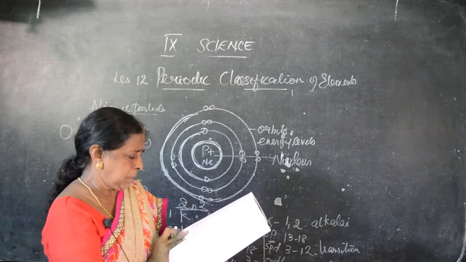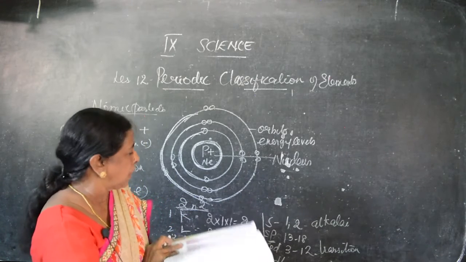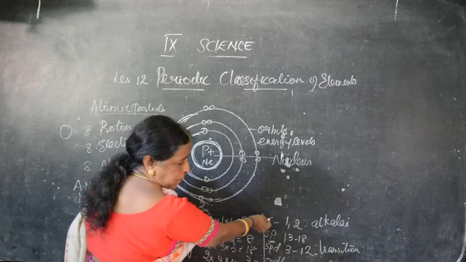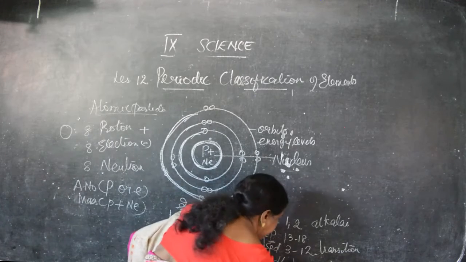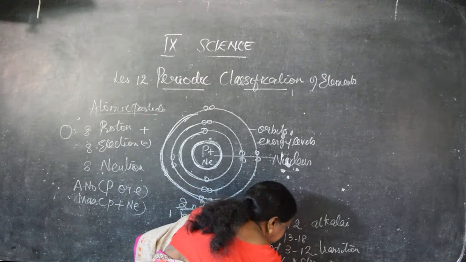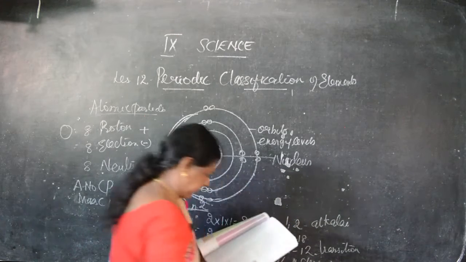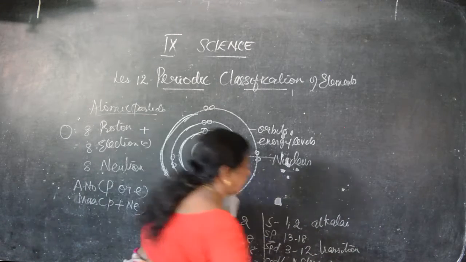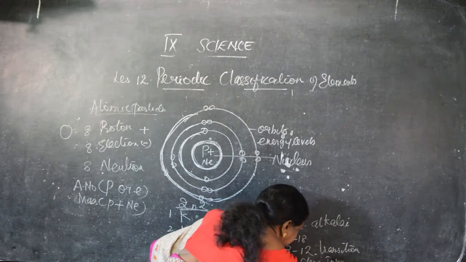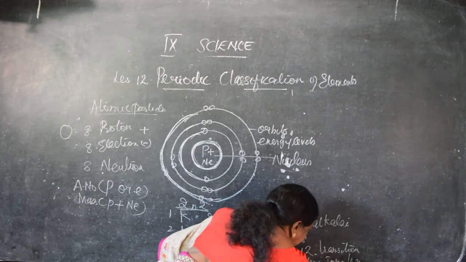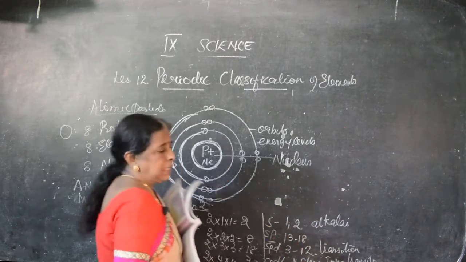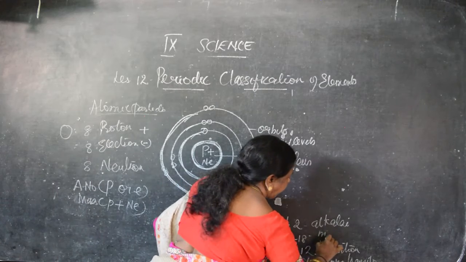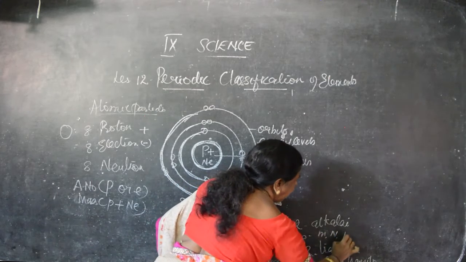And the last one, F block elements. Here only 14 elements. This is not a group; these 14 elements are separated and arranged separately. Only 14 elements are present in that. They are known as inner transition elements. Clear? Here we can see metals, non-metals and metalloids.